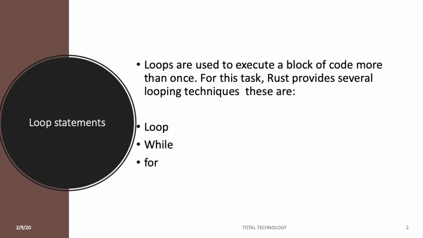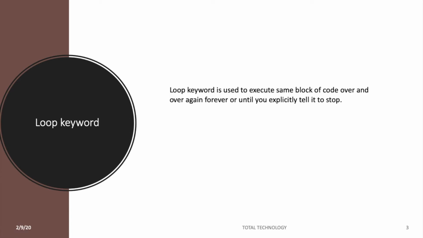For the same thing, Rust provides several looping techniques: loop, while and for. These are the loop keyword, the while keyword and the for keyword. In this tutorial we'll only discuss the loop keyword. The loop keyword executes the same block of code over and over again, forever, until you explicitly tell it to stop. There should not be any condition.